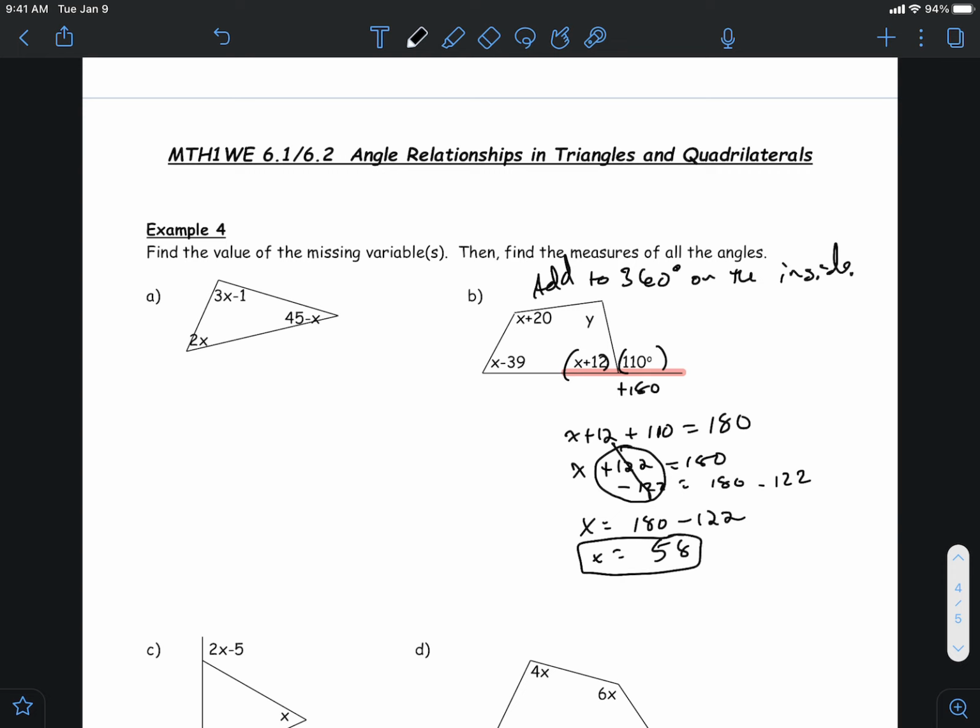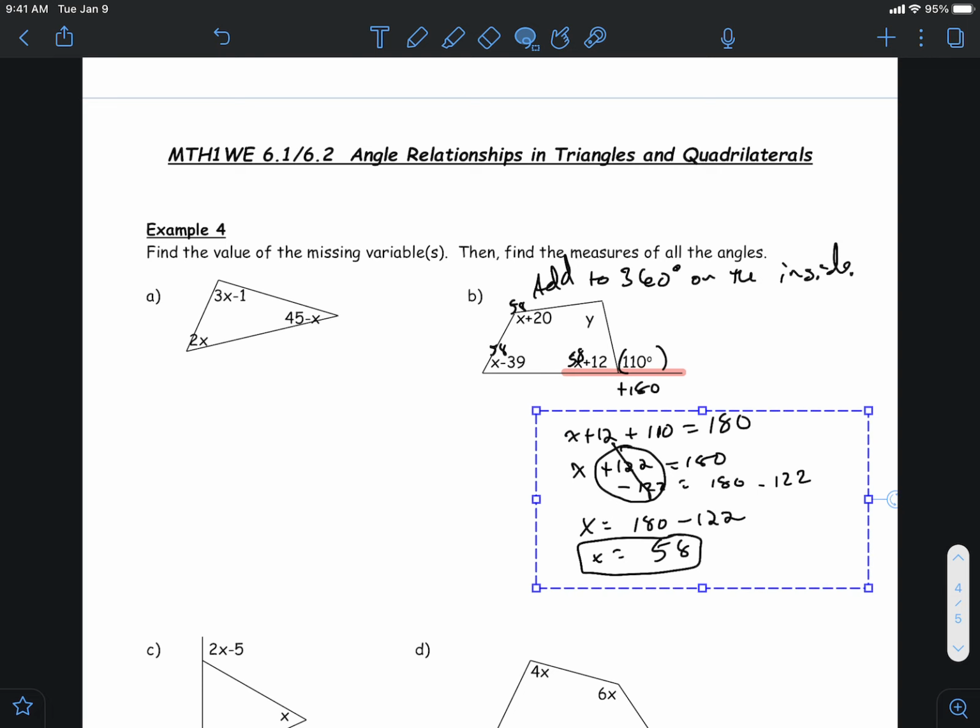So X equals 58. And now I can take that and put it into all of the vertices. So I could go 58, 58, 58. That's going to go in for X everywhere. And now I can know each measure of those angles. Okay?